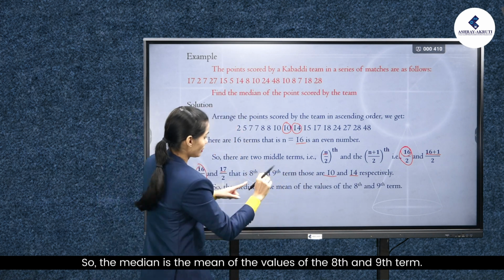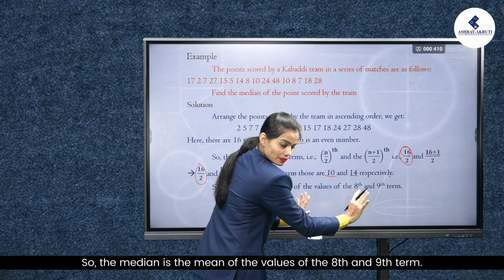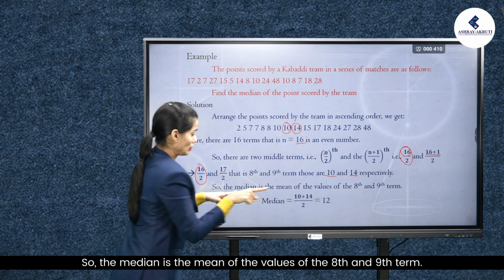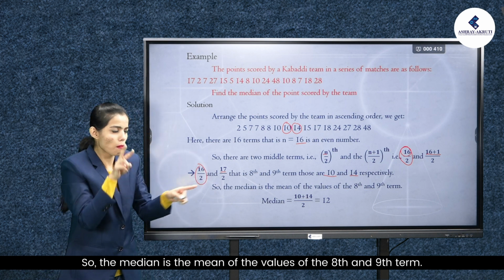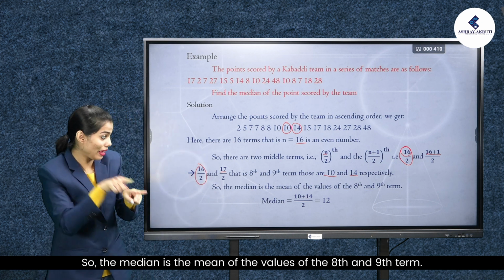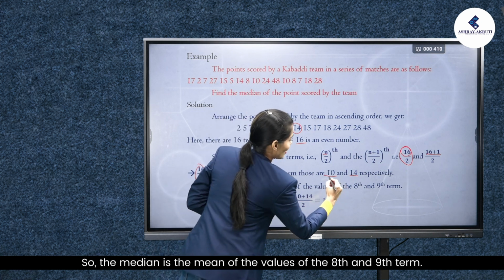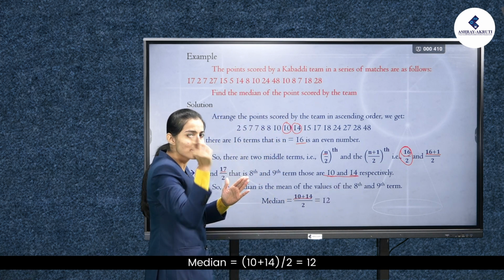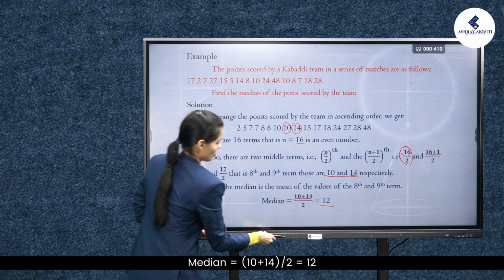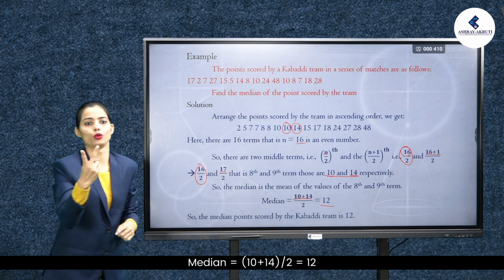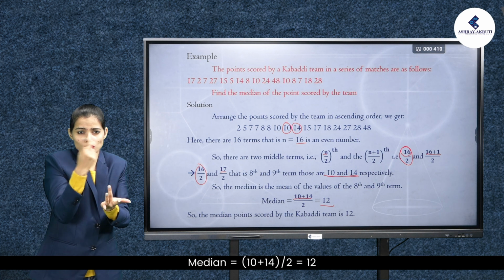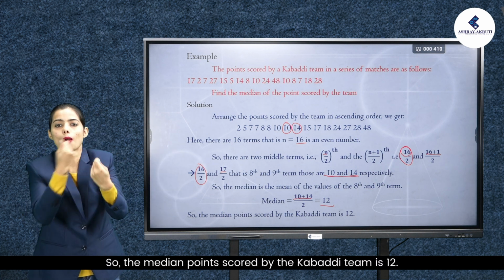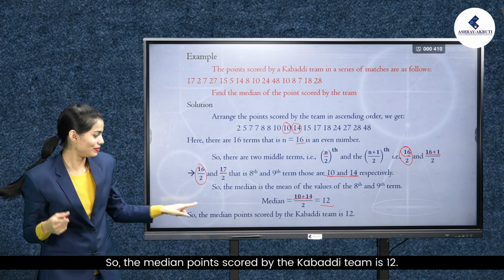So the median is the mean of the values of the 8th and 9th term. Median is equal to (10 plus 14) by 2, which is equal to 12. So the median point scored by the Kabaddi team is 12.